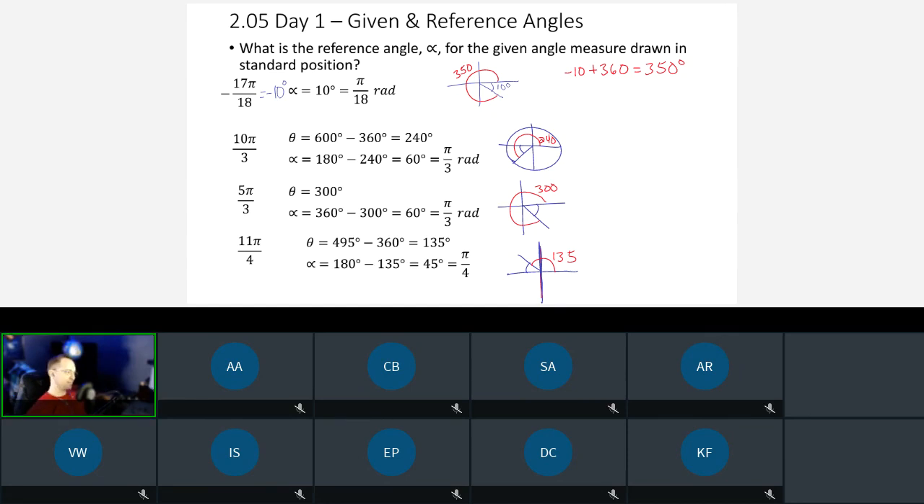The reference angle is not minus 10 degrees. The reference angle for that first one is a positive 10 degrees. So reference angles can only be positive, from like 1 degree up to 179 degrees.